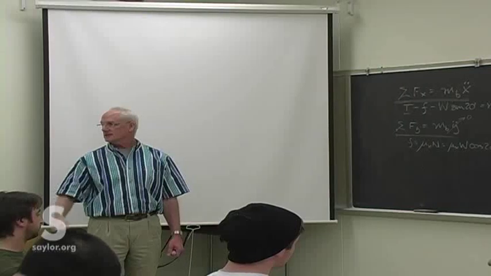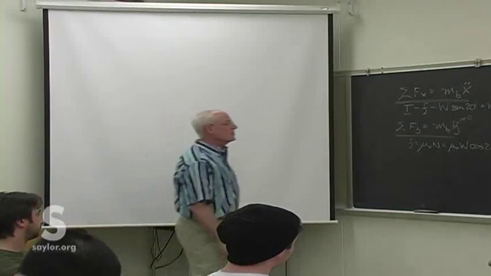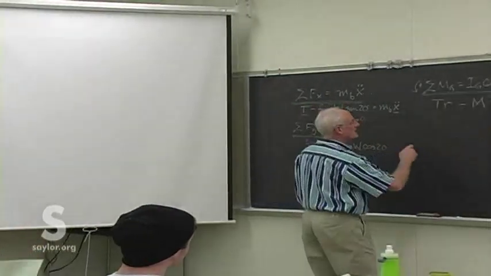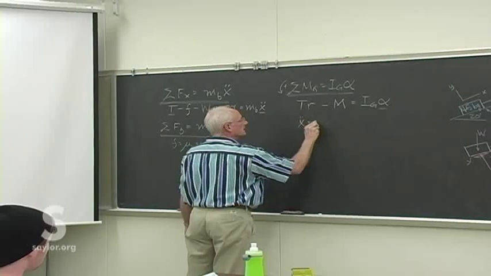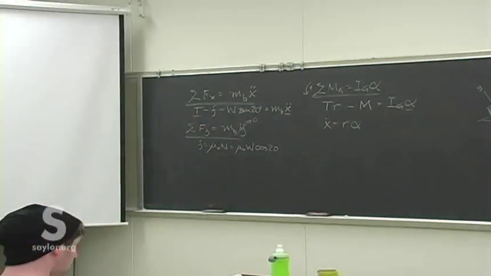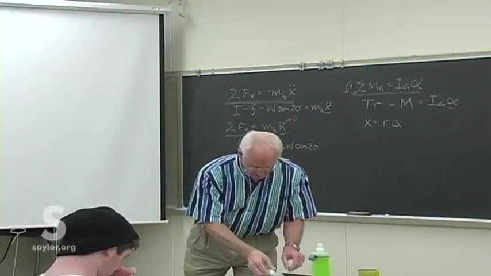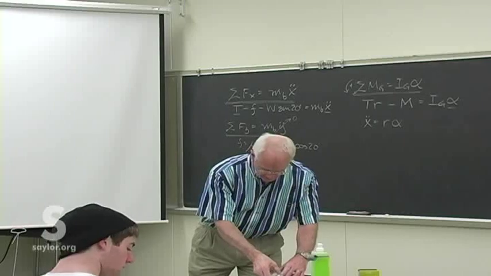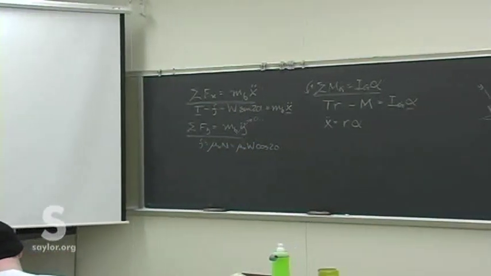Travis? Acceleration in the x direction is r alpha, the no slip condition, assuming the cable's not slipping on the pulley. And there's your last equation, and now it's just a matter of the algebra to solve it. So there we go. We'll do general motion on Monday.